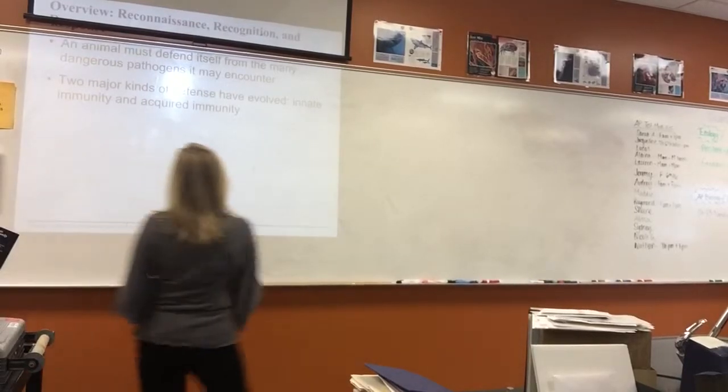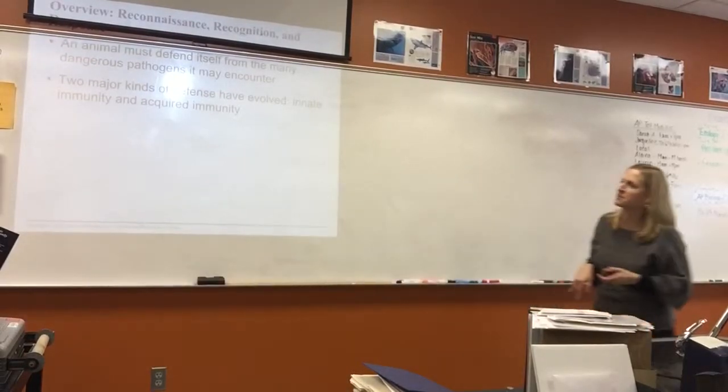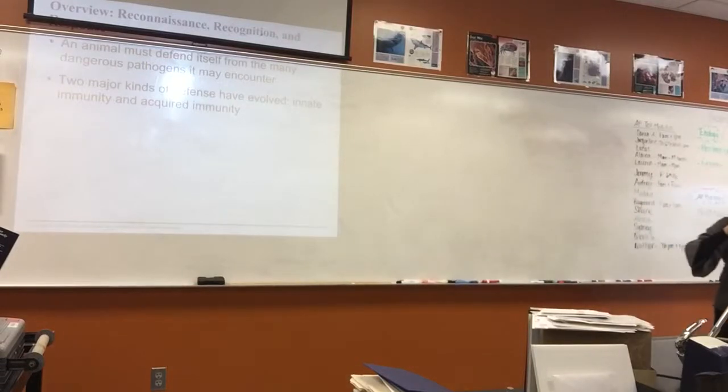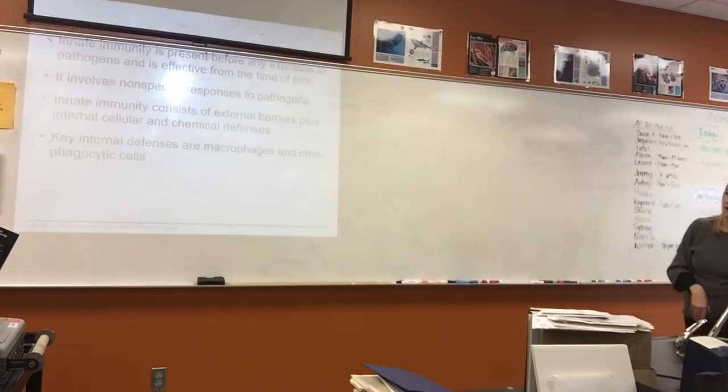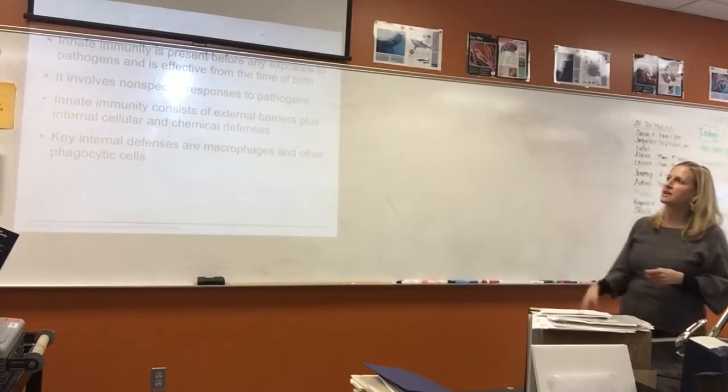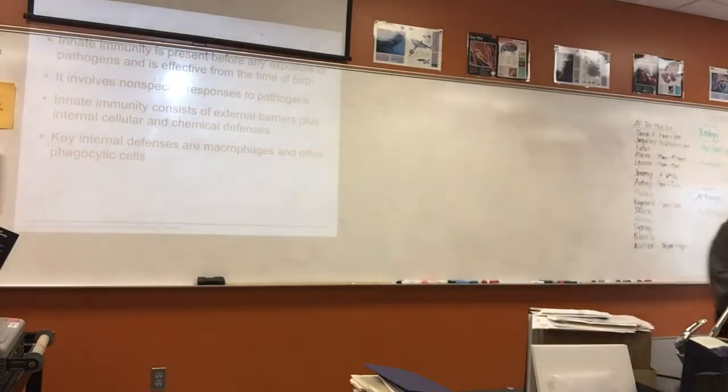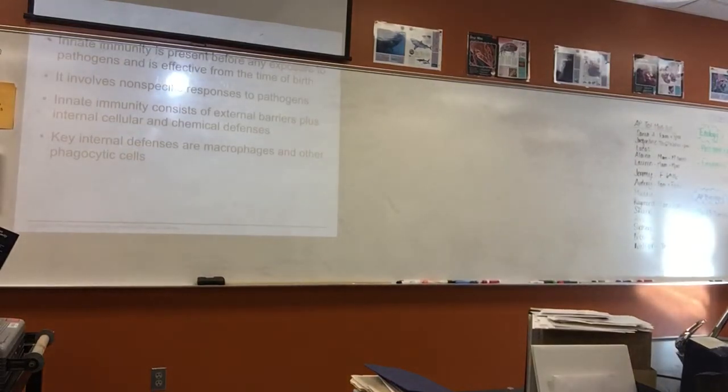An animal must defend itself from the many dangerous pathogens it may encounter. Two major kinds of defenses: innate and acquired immunity. So, innate immunity is present before any exposure to pathogens. You're born with it. It's present at the time of birth. It involves non-specific responses to pathogens. So it's non-specific, so it can fight against any type of pathogen.